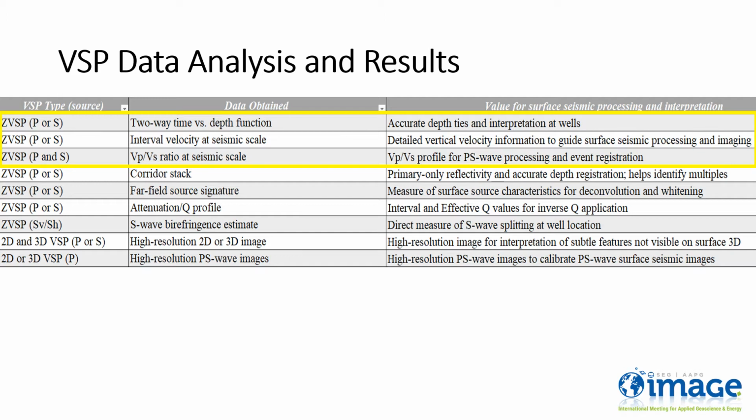Along with the travel times, we can derive a fairly detailed estimate of the vertical interval velocity at each location. And unlike sonic logs, this measurement is from surface and at roughly the same frequency range as the surface seismic, so it can be extremely useful in guiding the processing and imaging of the surface seismic. And since we were fortunate to also have shearwave sources, we were able to get shearwave travel time and velocity information, and then combine that with the P-wave information to provide a valuable VPVS measurement. This is critical information for mode-converted PS wave processing and event registration.